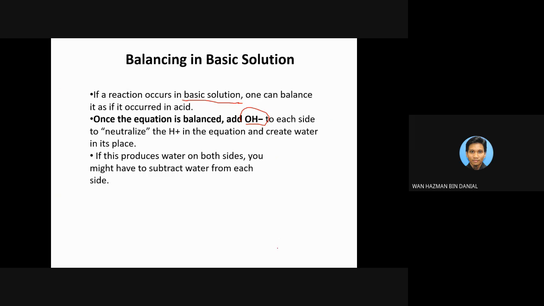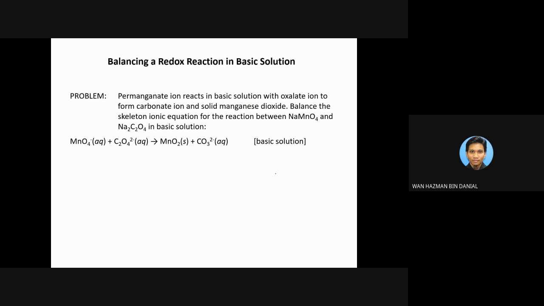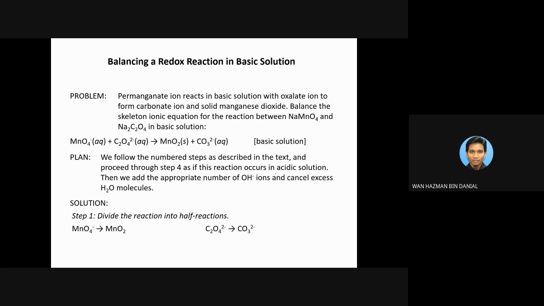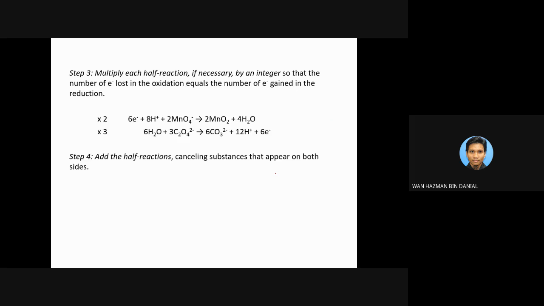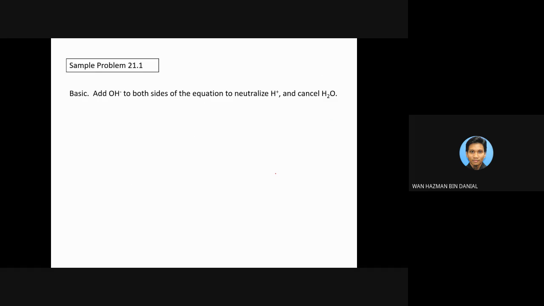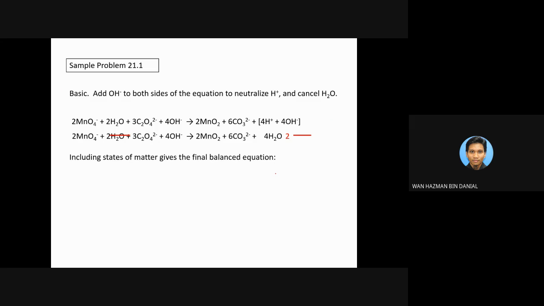Okay, so if this produce water on both sides, so kalau ada water in both sides, you might want to subtract water from each side. Tolak lah kalau ada dua-dua belah kan. Okay, so this is the example. So sama je lah. I think you can read this later on. Okay, you can try this question. Okay, sama je lah macam yang saya mention tadi kan. So boleh cancel out water and then you can dapat balance equation that consists of the OH minus.